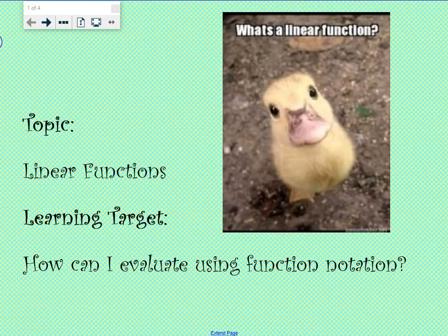Today our topic is linear functions. So our learning target is how can I evaluate using function notation?